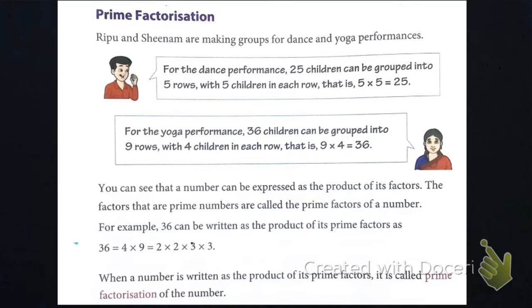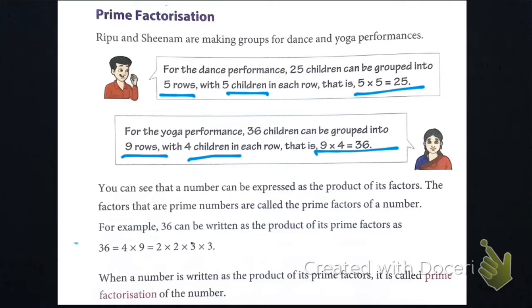So for the dance performance, 25 children can be grouped into 5 rows with 5 children in each row. Okay, they are grouping 5 children in 5 rows. In total how many students? 5 into 5, 25. And 9 rows with 4 children. How many students? 9 into 4, 36 children for yoga performance.